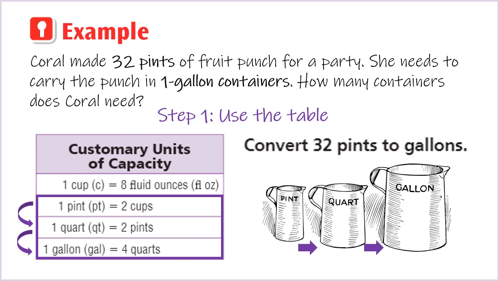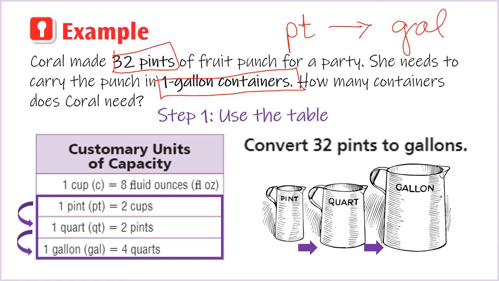Okay, let's look at what we're working with here. She has 32 pints, and she needs to put it into 1-gallon containers. So let's break that down in our minds. I know I'm going from pints, PT, to gallons. So that tells me I'm going from pint, which is smaller, so that's my fly, to gallons, which is larger, that's my horse. Fly to horse, divide, of course. Okay, so I know I'm going to divide. That's the first thing I need to know.